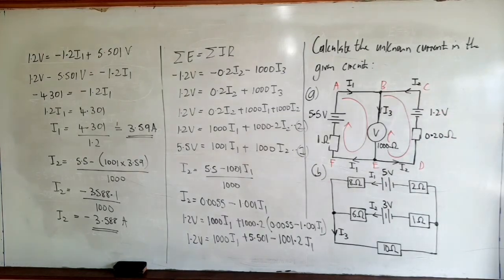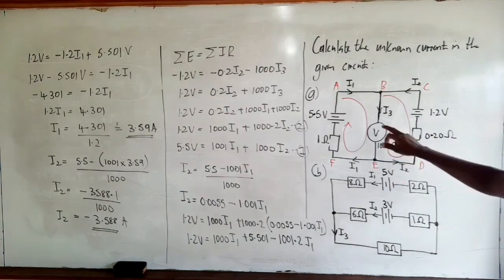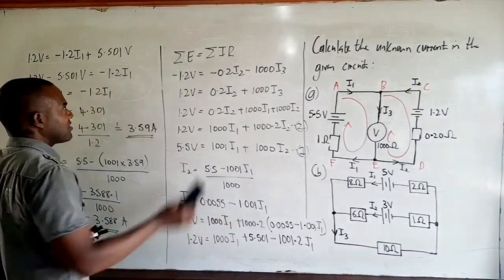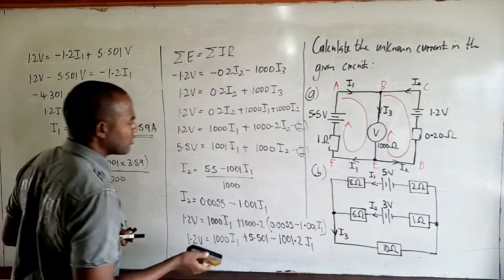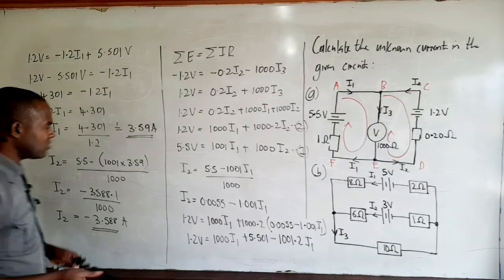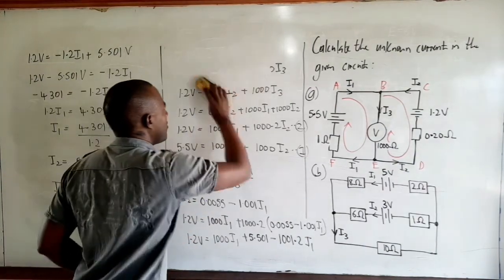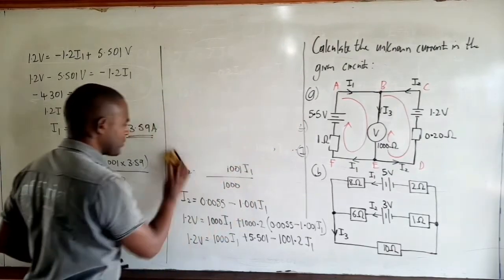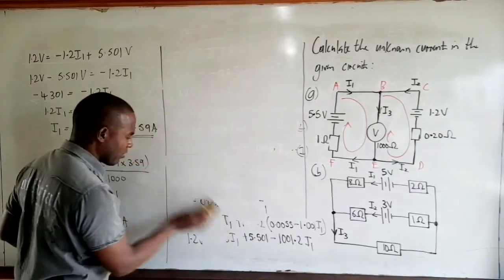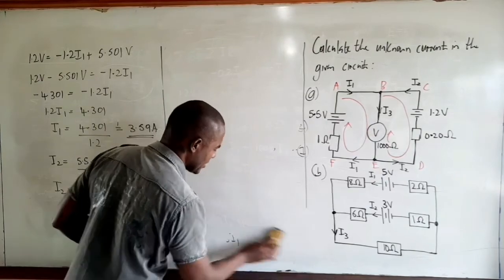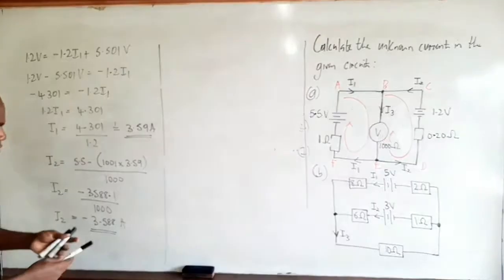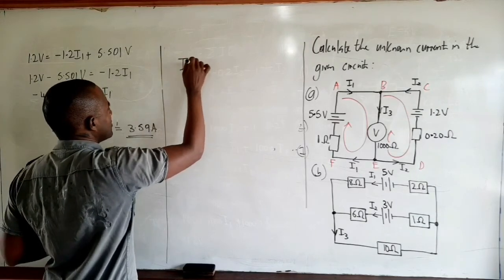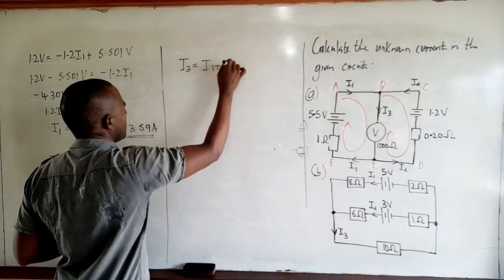Now, having found the value of I1 and I2, we can then find the value of I3, right? Now, since we already established that I3 is equal to I1 plus I2, when we add these two values, we're going to get a very small number, and this is expected since we do not expect a large current to be flowing through our resistor, or voltmeter rather. And so we can calculate the value of I3. So we can say I3 is equal to I1 plus I2.